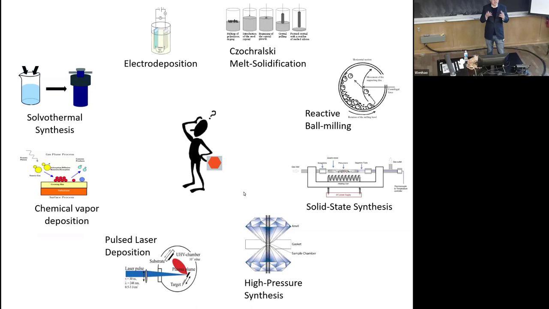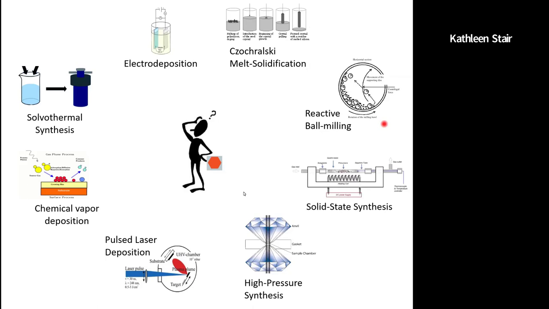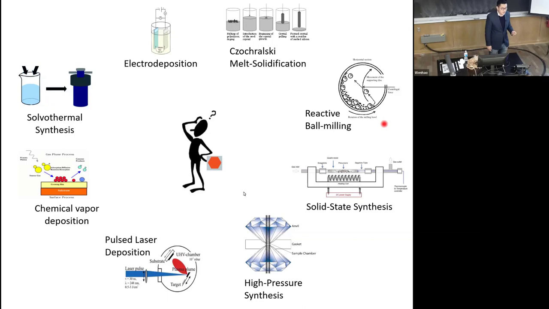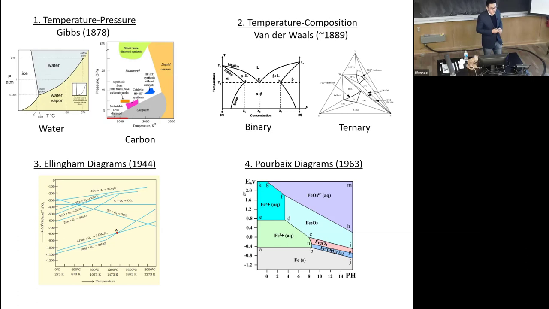high-throughput computational searches. Now, if I want to synthesize this material, I have a lot of options, which loosely can be categorized as deposition from the gas phase, precipitation from a solution state or a melt state, or solid state synthesis. But no matter which method I choose to synthesize a material, in general, the starting point is to consult the thermodynamic phase diagram. So there are four main varieties of phase diagrams today. Now, the first two are temperature pressure and temperature composition. And I would say about 99.9% of all the phase diagrams out there fall into these two categories.